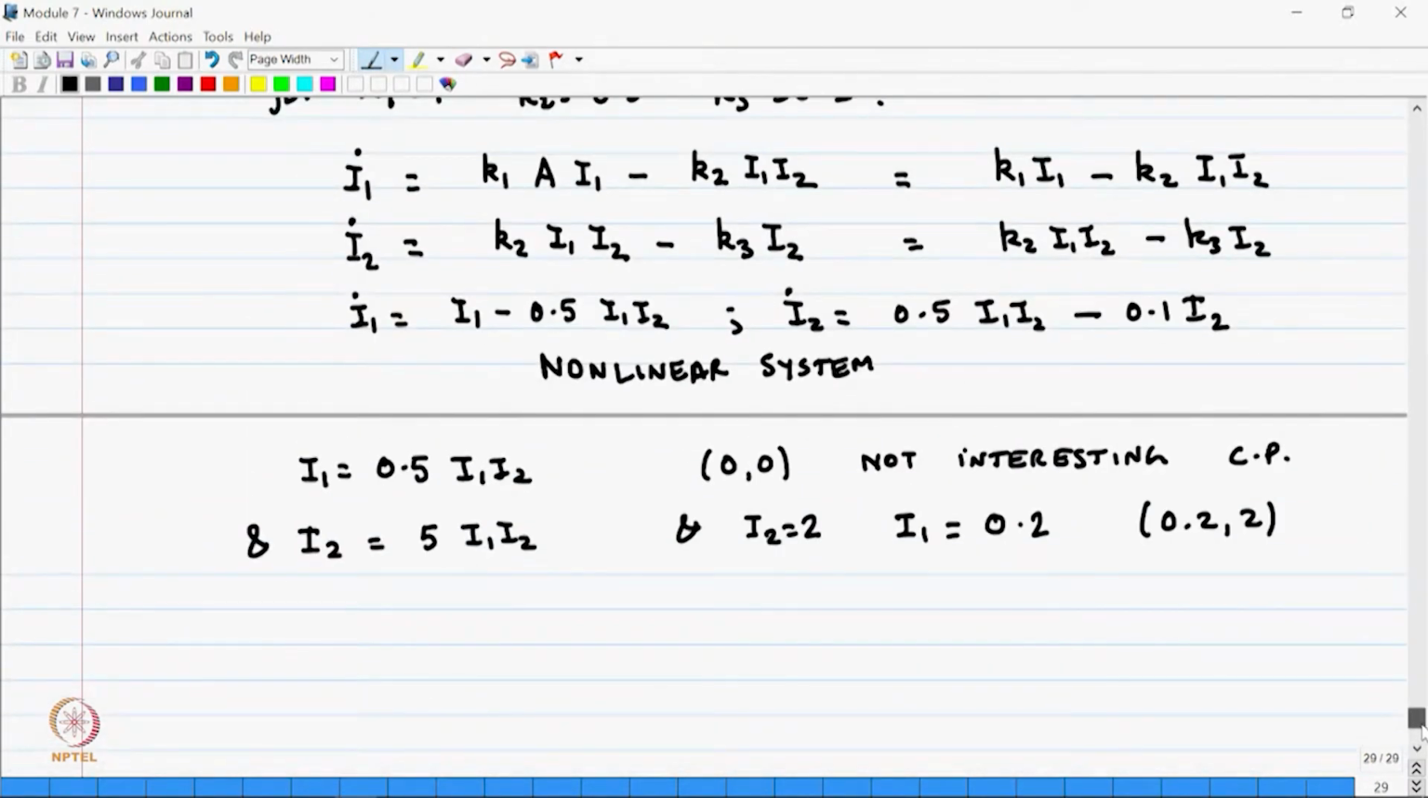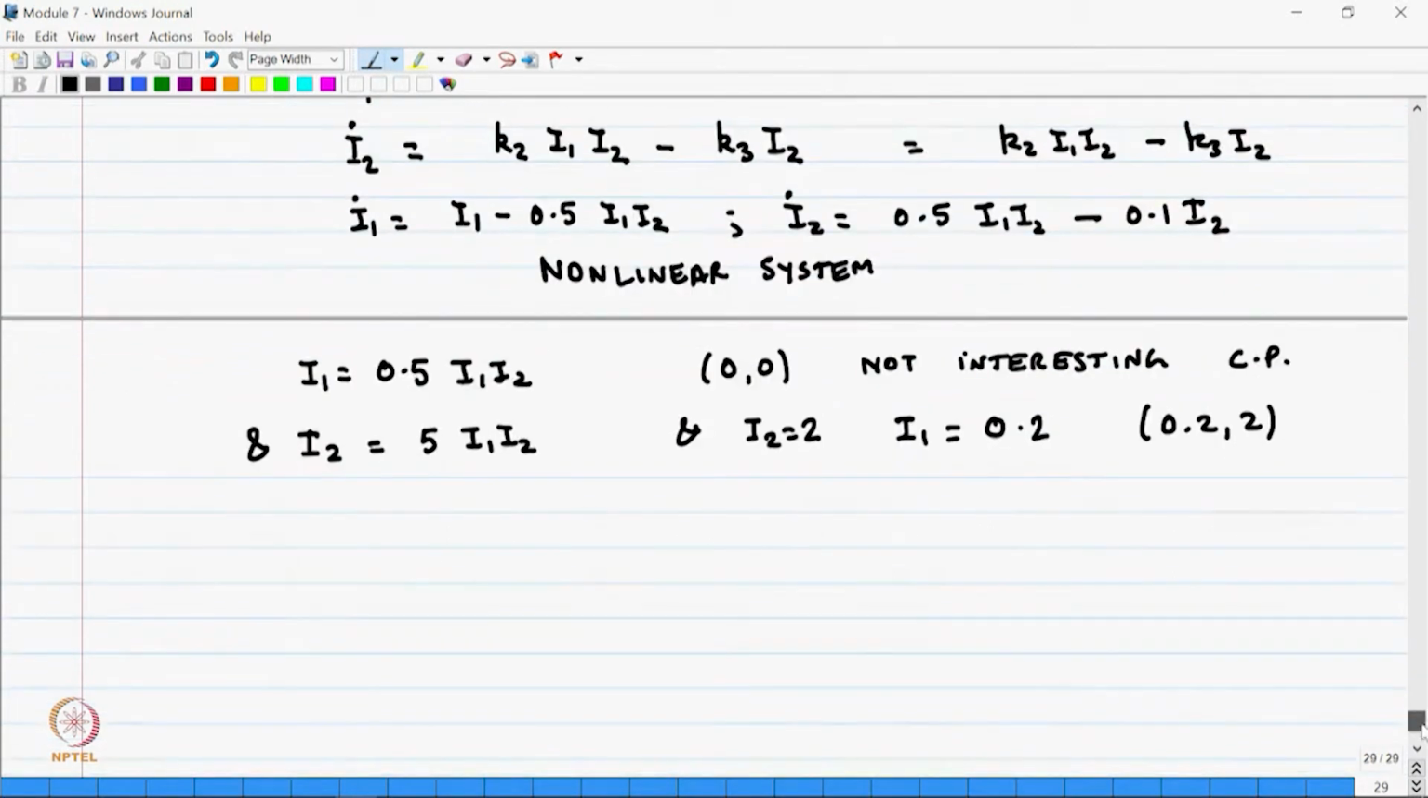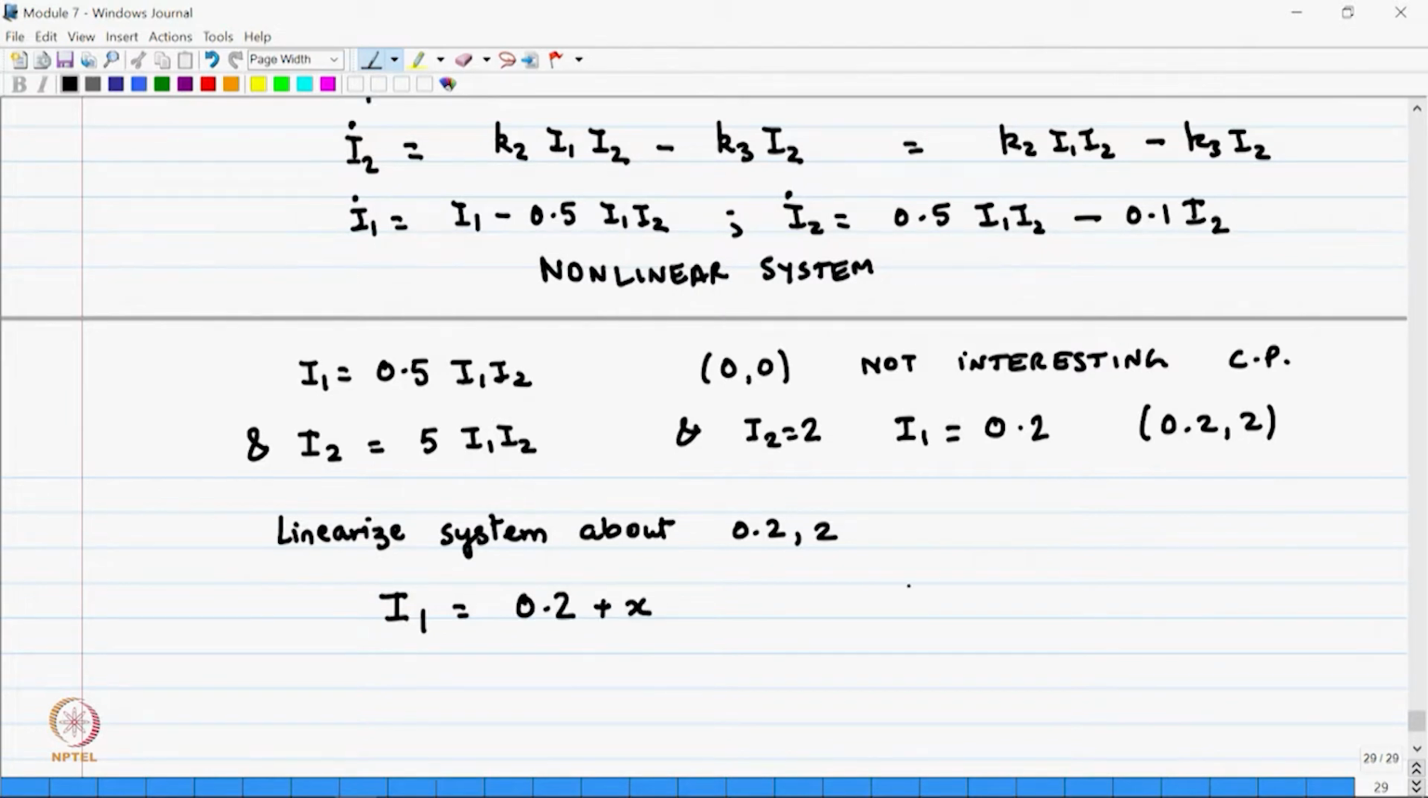Now let us linearize about this point. So suppose you linearize the system about this point, what will happen? What you will get is I1 equal to 0.2 plus x, I2 is equal to 2 plus y.